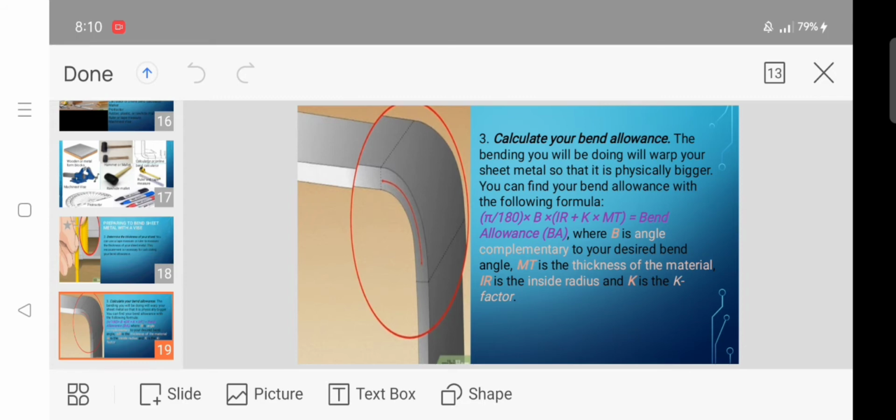Second is calculate your bend allowance. The bending you will be doing will warp your sheet metal so that it is physically bigger. You can find your bend allowance with the following formula. Bend allowance, where B is the angle complementary to your desired bend angle, MT is the thickness of the material, IR is the inside radius, and K is the K factor.